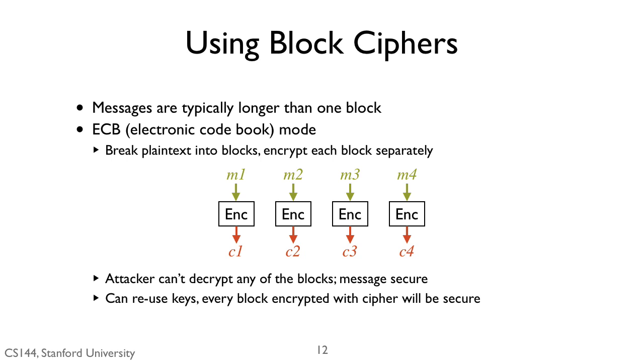This is simple. We take our message M and break it into blocks, M1, M2, M3, M4. We encrypt each one individually, so M1 becomes C1, M2 becomes C2, etc. This is fast because we can do them all in parallel, something great on modern multi-core processors.